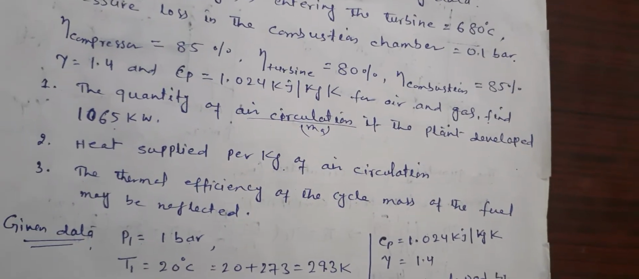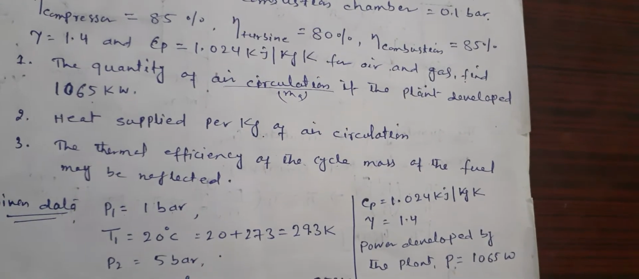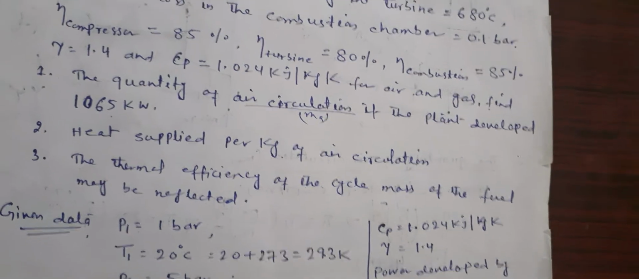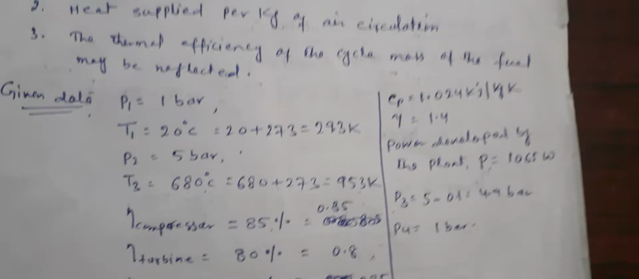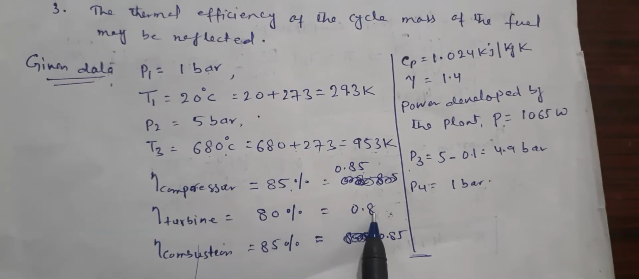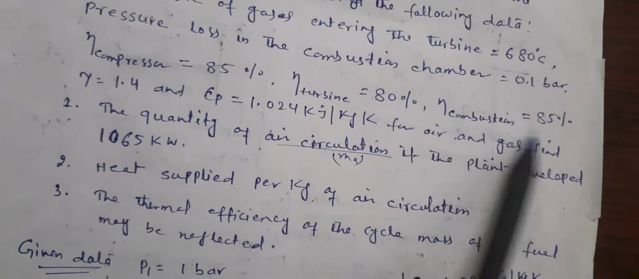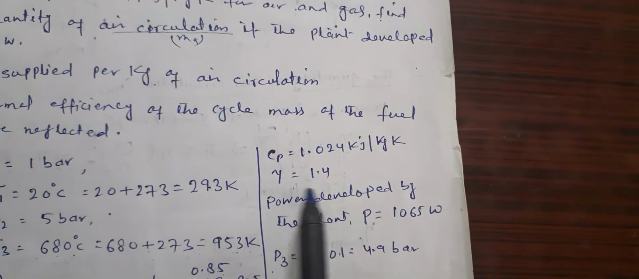At that time, when the gas is entering the turbine, the temperature is high: 680 degrees Celsius, convert into Kelvin, 680 plus 273, that is 953 Kelvin. The efficiency of the compressor is 85%, so 0.85. The efficiency of the turbine is 80%, so 0.8. The combustion efficiency is also given, 85%, so 0.85. The Cp is given, and gamma is equal to 1.4.